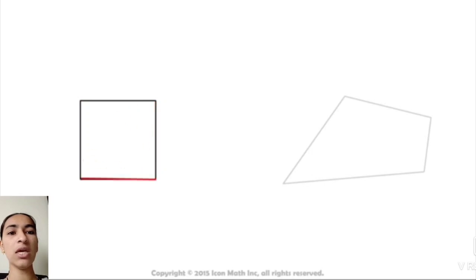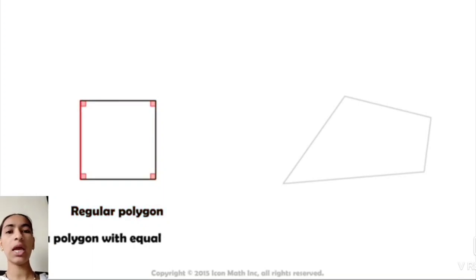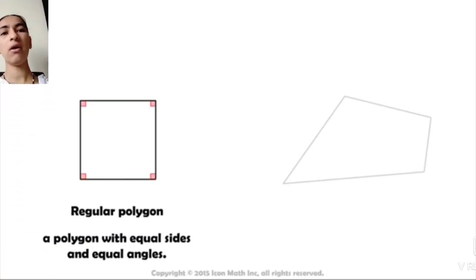Now see, all sides are equal in the first figure and angles are 90 degrees. All angles are equal, so what is it called? It is a regular polygon. Why? Because all sides are equal and all angles are equal. That's why they are called regular polygon.